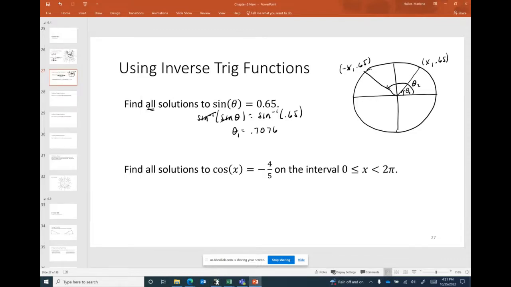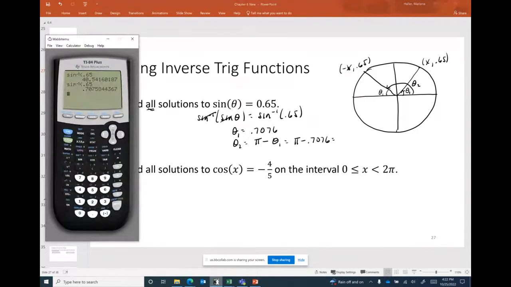All right, so that's theta sub 1. Now, what about the second one? Well, the second one has the same reference angle. The reference angle is actually equal to theta sub 1, right? So theta sub 2 could be pi minus theta sub 1, right? Or pi minus 0.7076. Let's see what that is.